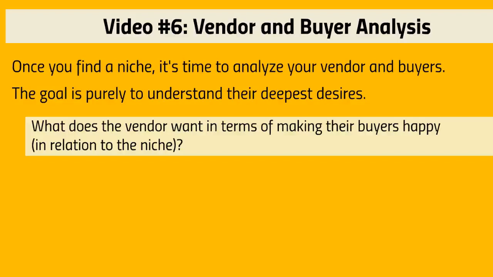So, first question is, what does the vendor want in terms of why and what they want to do, how they want to do it, as far as making their buyers happy? In other words, when a vendor sees something, they either think, well, this is something that my buyers definitely don't want, or this is something that my buyers really, really want, and I want to either go out and make a deal with another vendor and make a special deal for my buyers.